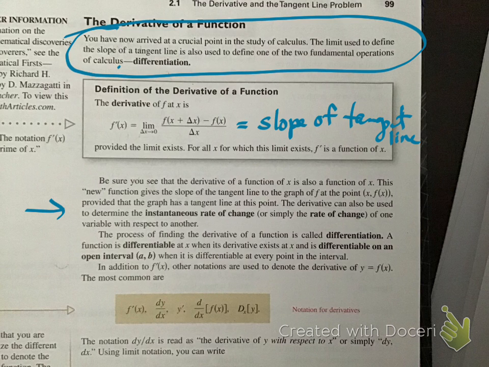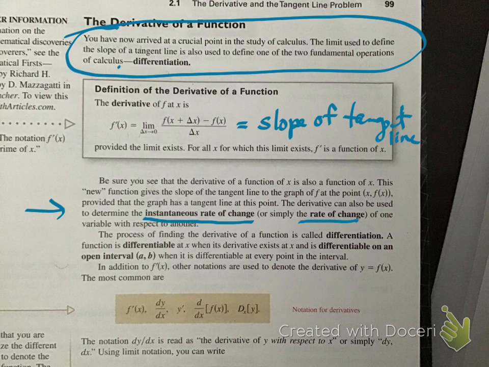So that's all the derivative is. You hear that word a lot. It's just the slope of a tangent line, provided the graph has a tangent line at this point. The derivative can also be used to determine instantaneous rate of change. Sometimes they may just quickly say rate of change of one variable with respect to another. You might remember from Algebra 1, you learned that slope was called the rate of change. How fast were the x and the y changing?